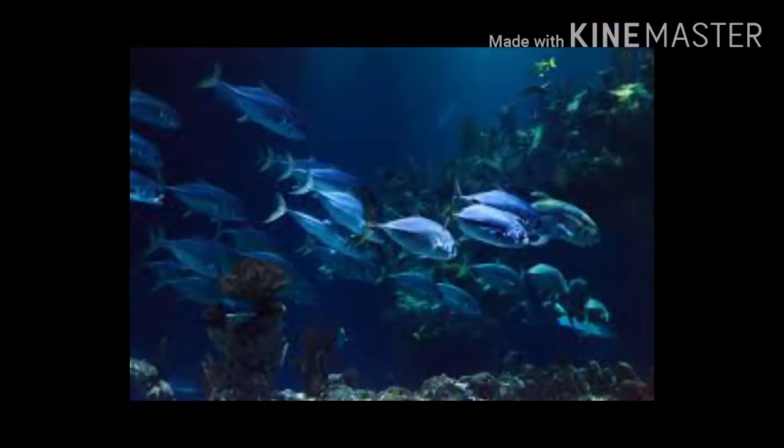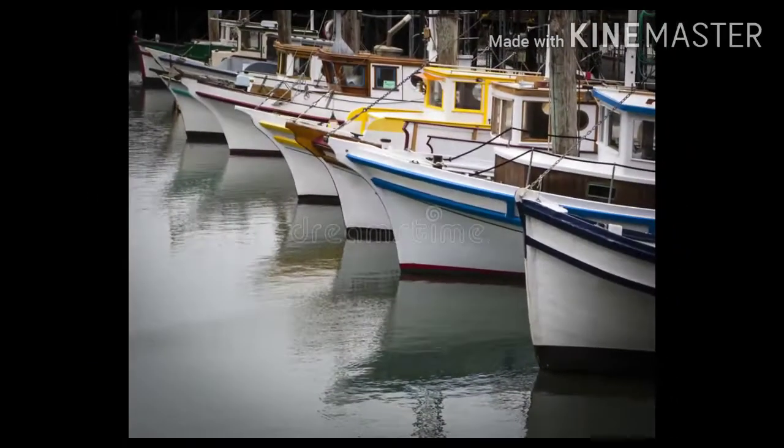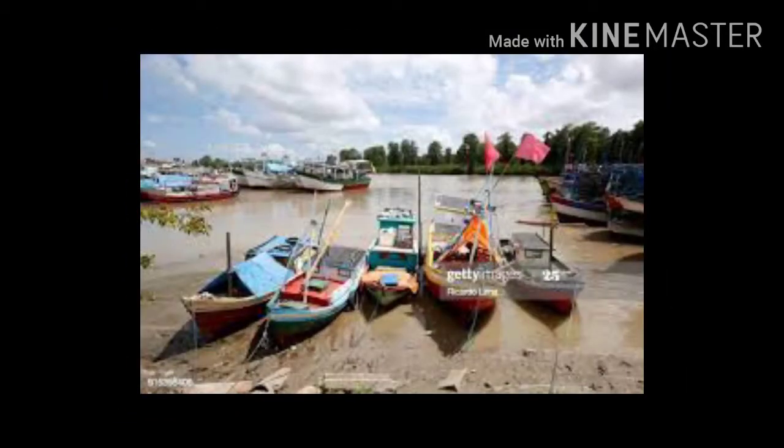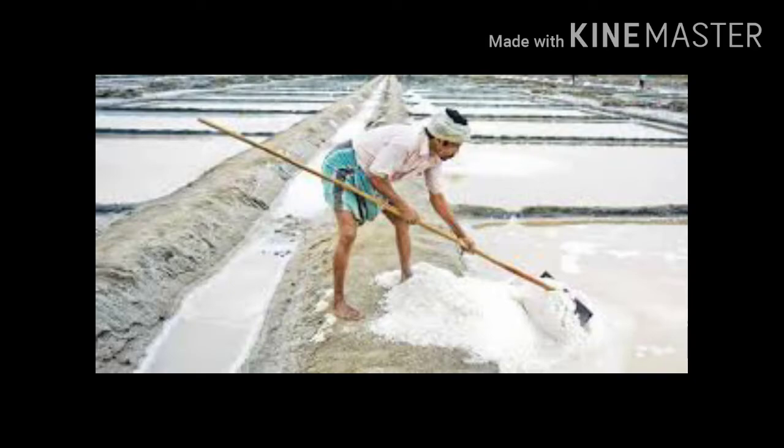Effects of tides. With the high tide, fish move into the creeks and this helps fishing activity. The tides clear the waste and hence the coasts become clean. Ports do not get filled with sediments. Ships can move up to the ports during high tide. During high tide, seawater can be stored in salt pans from which salt can be obtained.